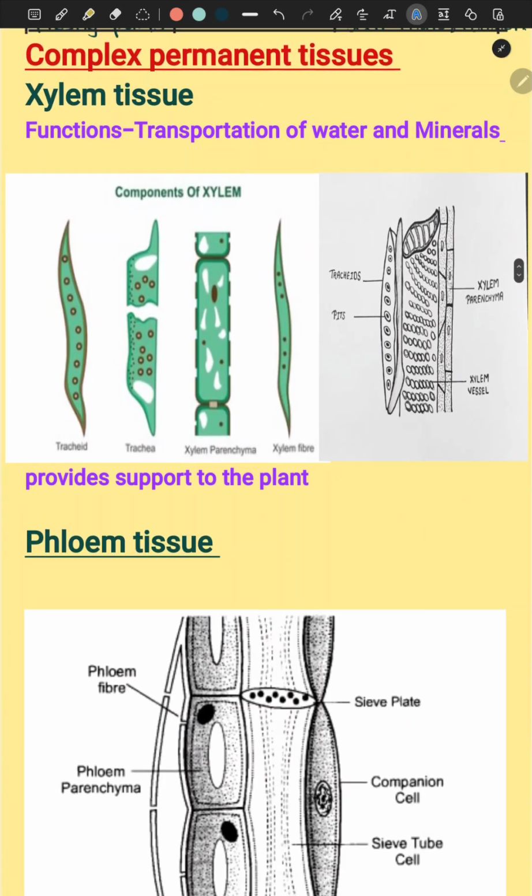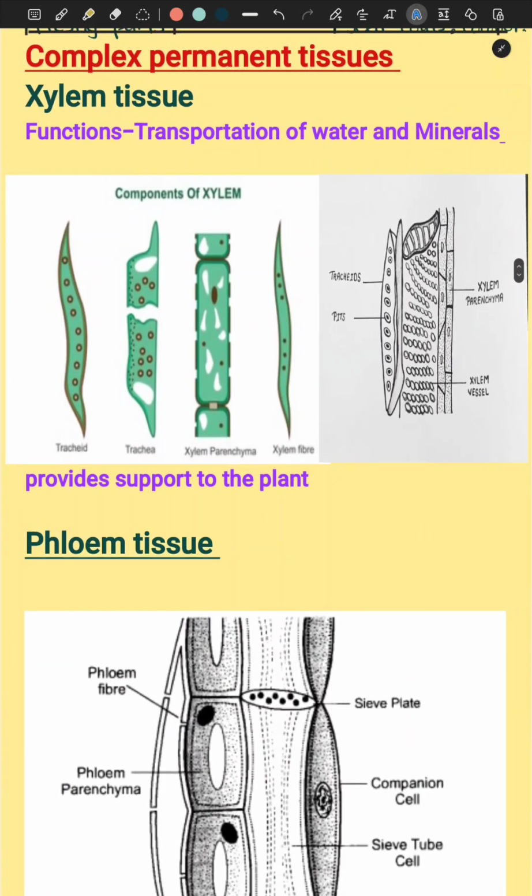The complex permanent tissue. As I mentioned earlier, complex permanent tissues consist of different types of cells. You can see in this figure, it consists of different types of cells. Examples of complex permanent tissues are xylem tissue and phloem tissue. Xylem tissue helps to transport water and minerals in the plant, as well as providing support to the plant. The xylem tissue consists of 4 types of cells.